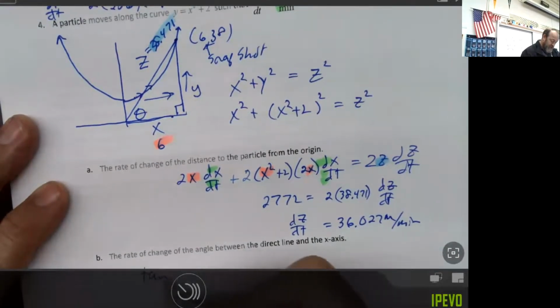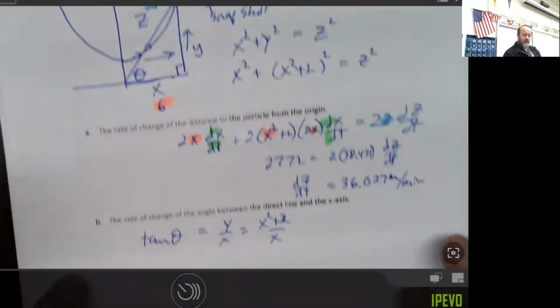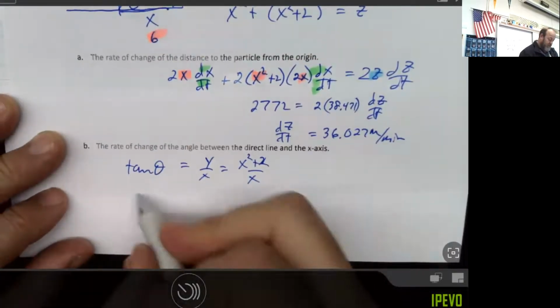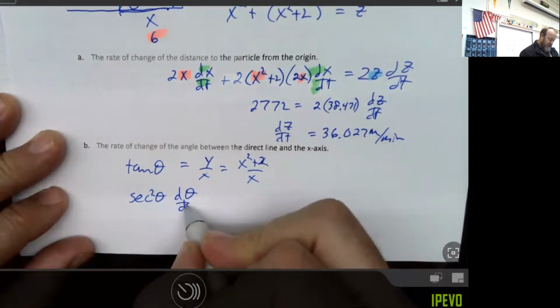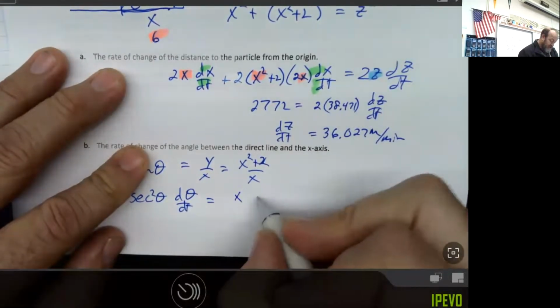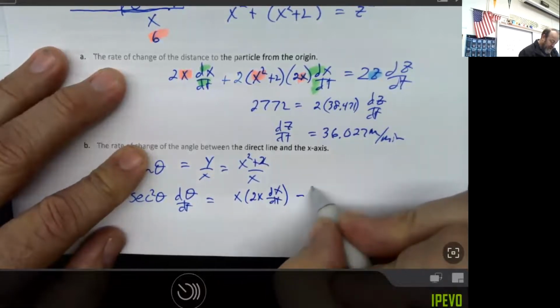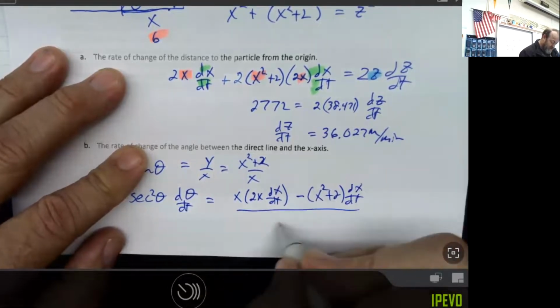I'm going to utilize a tangent, which would be y over x, but instead of using y, I'm going to use x squared plus 2 over x. Now this is a little bit of an interesting situation because we do have a little bit of a quotient rule at play. So that means the derivative here would be secant squared theta d theta/dt equals, okay, so here we go. We're going to do a low d high, which is 2x dx/dt, minus a high d low, which is just dx/dt, over the square of what's below.